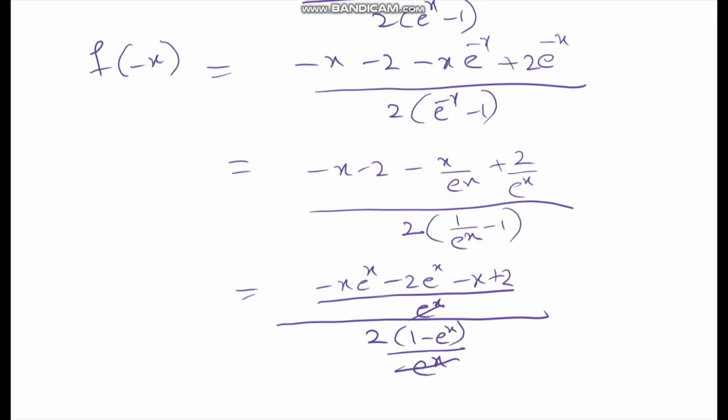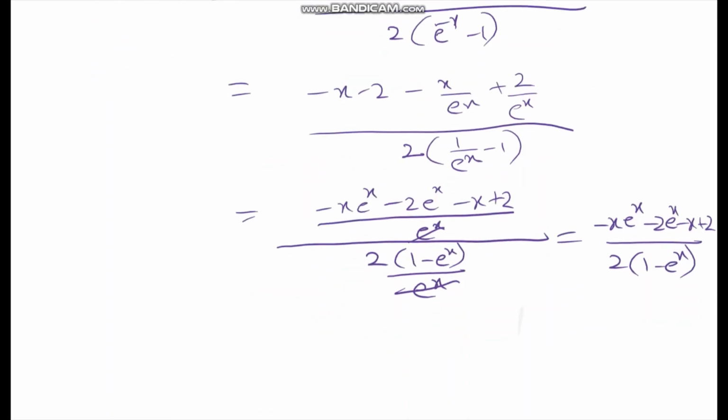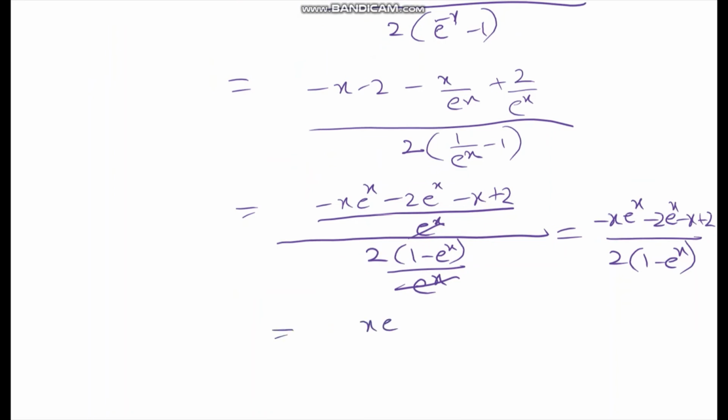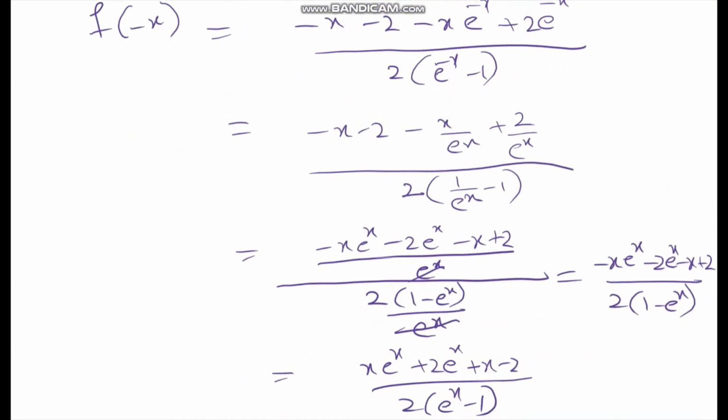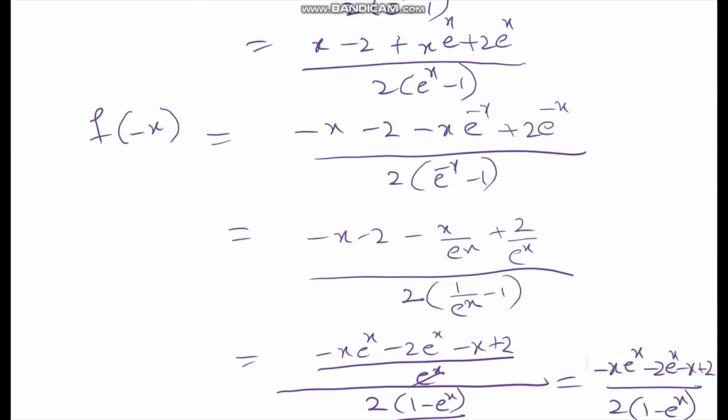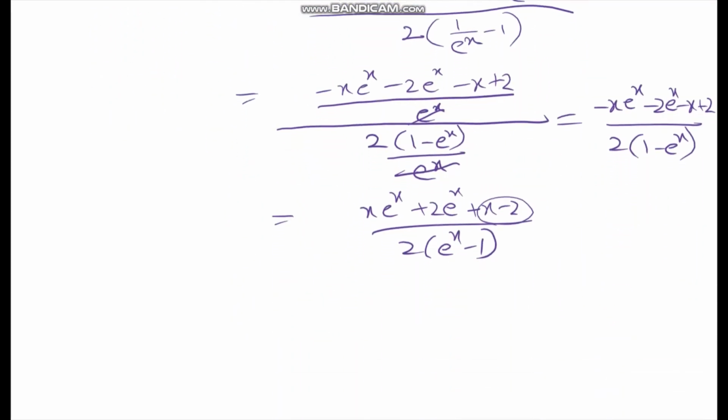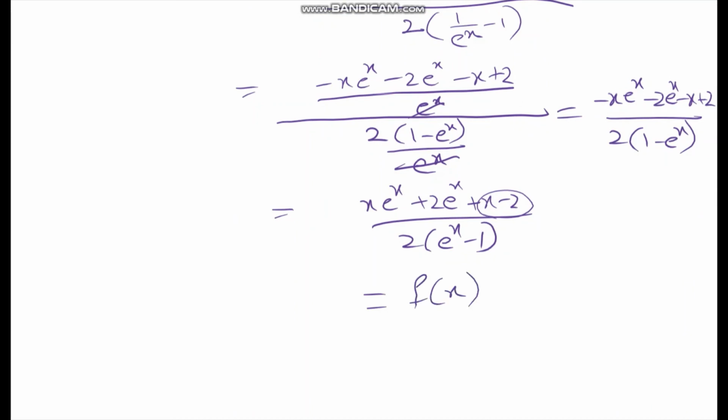These two get cancelled, that equals -x e^x minus 2e^x minus x plus 2 by 2(1 - e^x). On taking out minus common, x e^x plus 2e^x plus x minus 2 by 2(e^x - 1). So this is x minus 2 plus x e^x plus 2e^x, nothing but f(x). So f(-x) equals f(x). So f(x) is an even function.